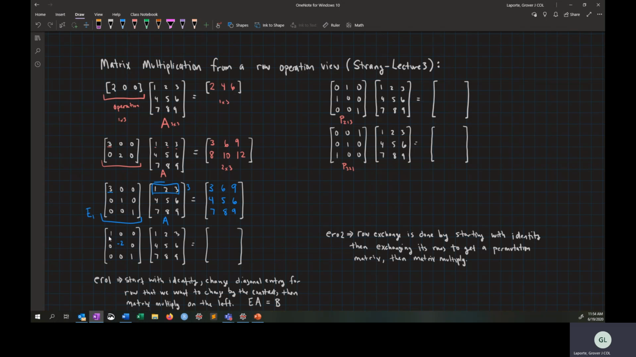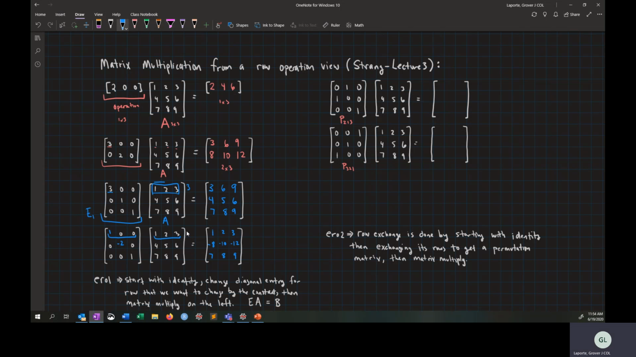So this right here tells us that this row is going to be exactly the same. So I can just come here and write 1, 2, 3. 0, -2. This to me means I'm going to take the second row of this matrix and multiply by -2. So -8, -10, and -12. And then this row here says that the last row is going to be exactly the same as before.